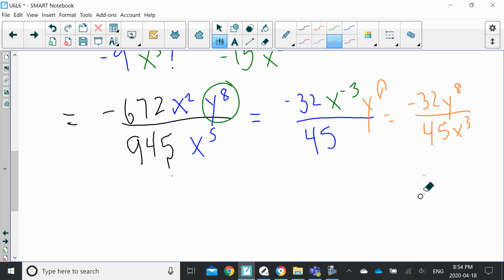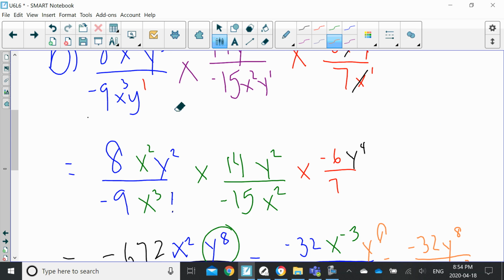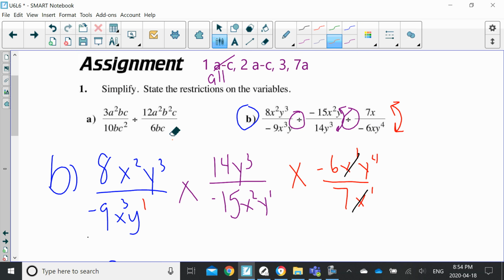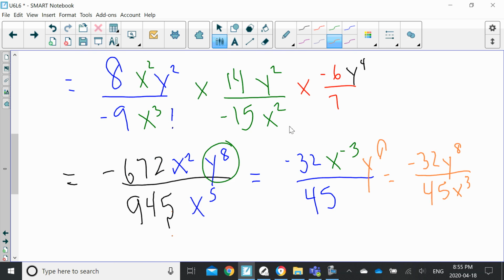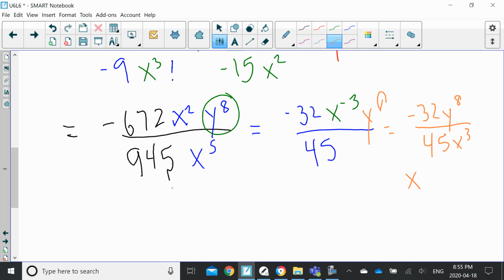Okay, and then from here you would state your non-permissible values. Over here, x can't be 0 and y can't be 0. For this one, same thing, y can't be 0, x can't be 0, y can't be 0. And then whenever you do your flip for division, you also have to take the non-permissibles up top as well. So they're the same things, x and y can't be 0. So the non-permissibles for this are x cannot be 0 and y cannot be 0. Okay.